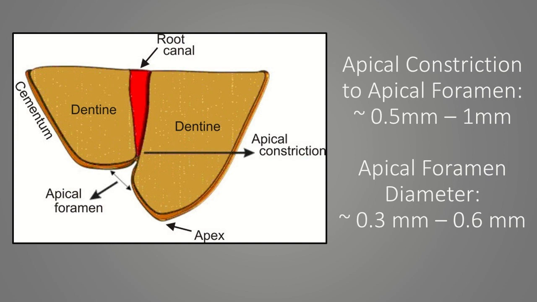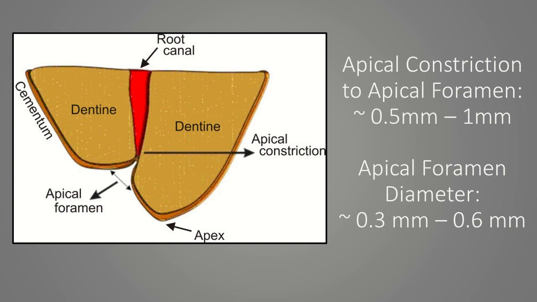The distance between the apical constriction and the apical foramen is approximately between 0.5 and 1 mm, with the apical foramen having an opening of about 0.3 to 0.6 mm in diameter. This depends on what tooth you're working on, as well as any anatomical variations your patient may have, and of course what your dental school and textbook tells you.